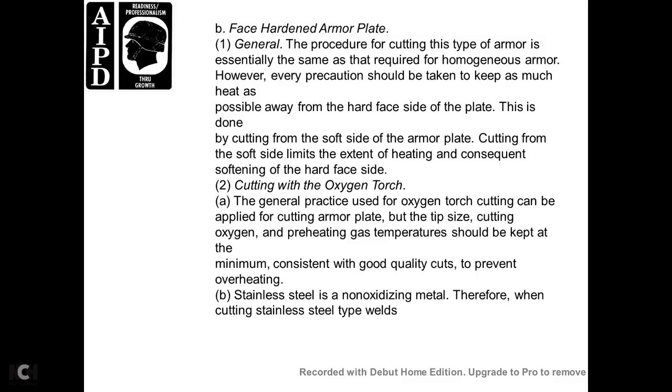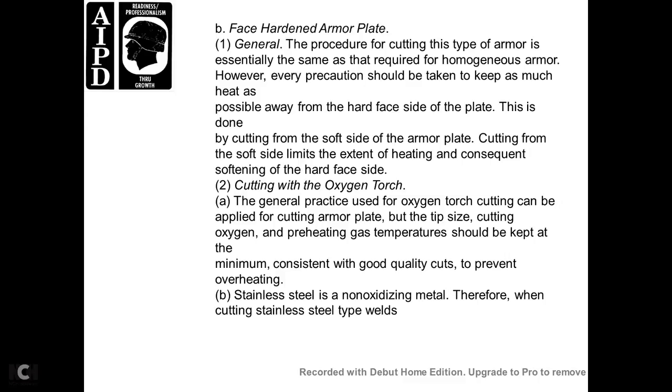Face hardened armor plate. Generally, the procedure for cutting this type of armor is essentially the same as described for homogeneous armor. However, every precaution should be taken to keep as much of the heat as possible away from the hard surface side of the plate. This is done by cutting on the soft side of the armor plate. Cutting from the soft side limits the extent of heating and consequent softening of the harder face side.